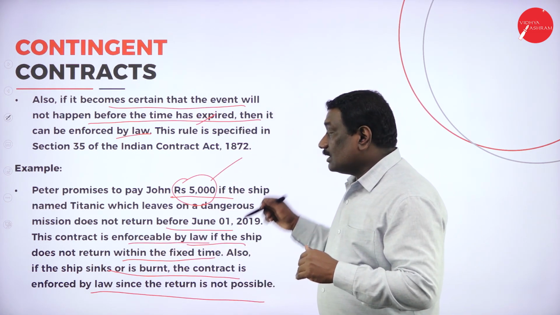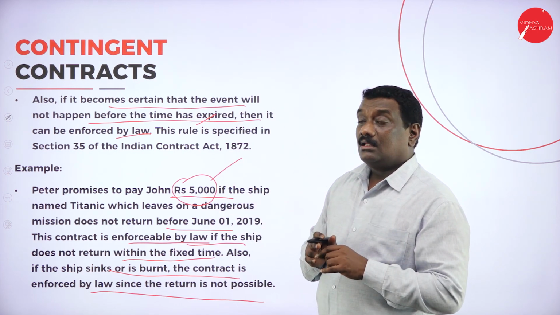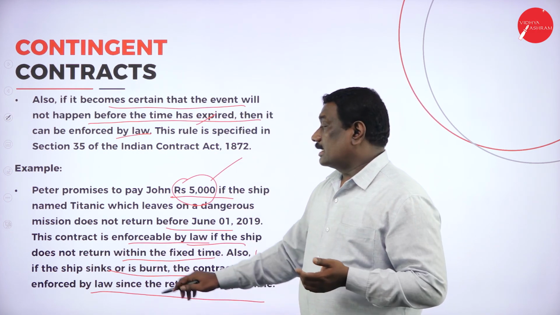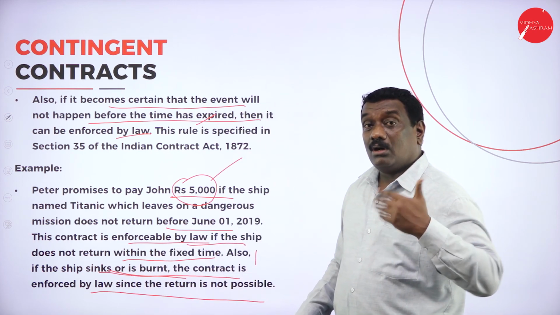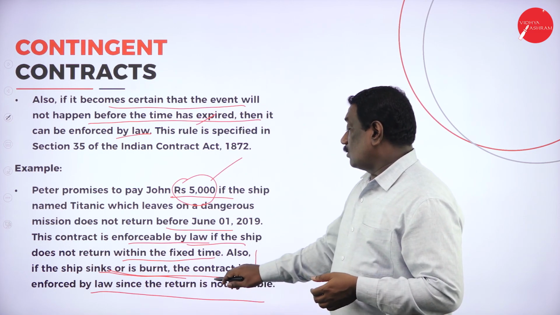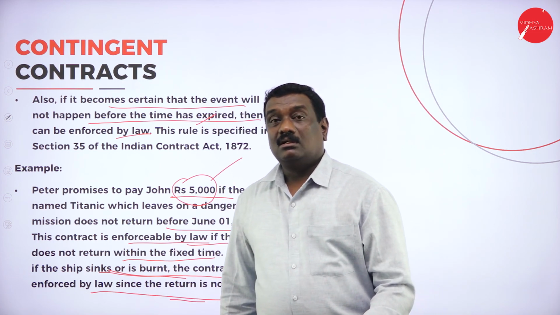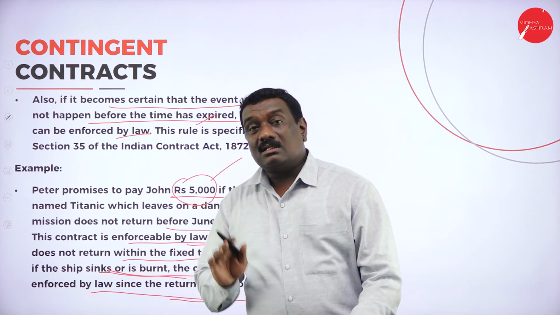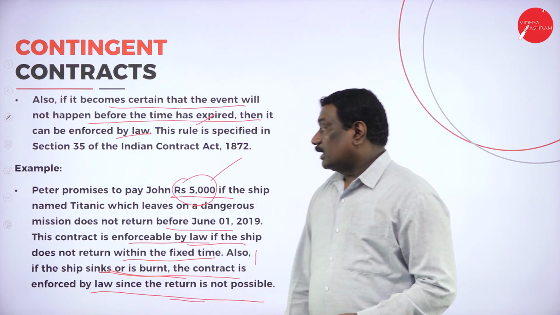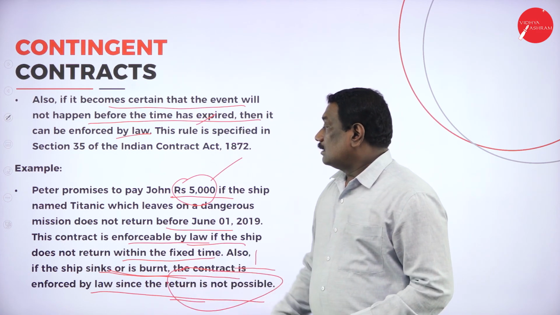Why? Because if the ship does not return within the specified or fixed time or set date, then you can enforce it by law. Also, on the other hand, if the ship sinks or is burnt on the voyage or mission, then the contract is enforced by law, because the return is not possible. So here, because it has sunk or been burnt, the contract is enforced by law because the return of the ship is not possible in this case, right?